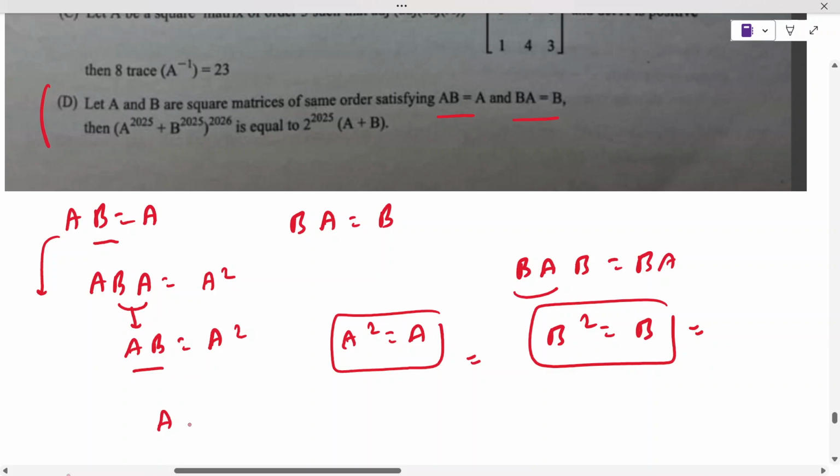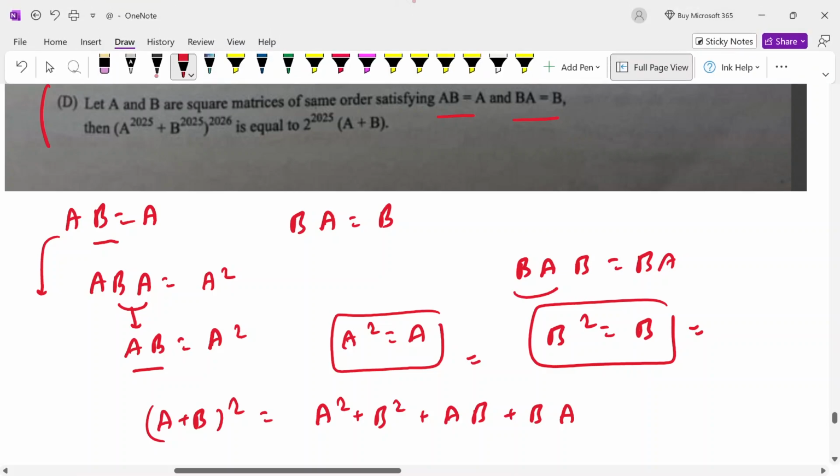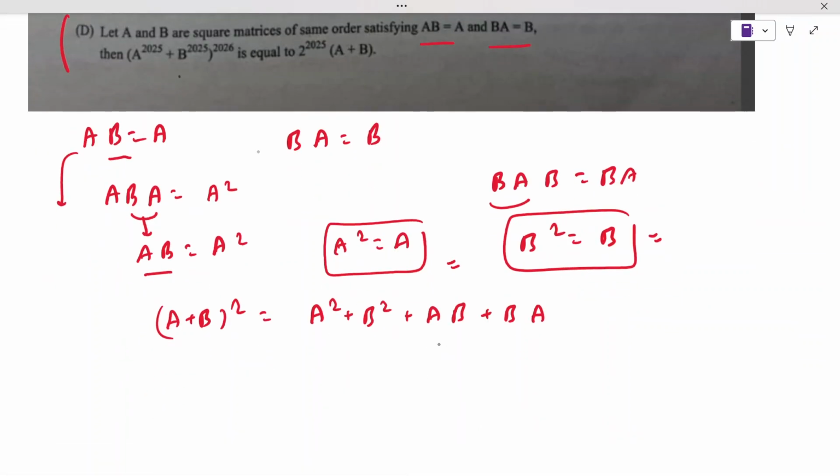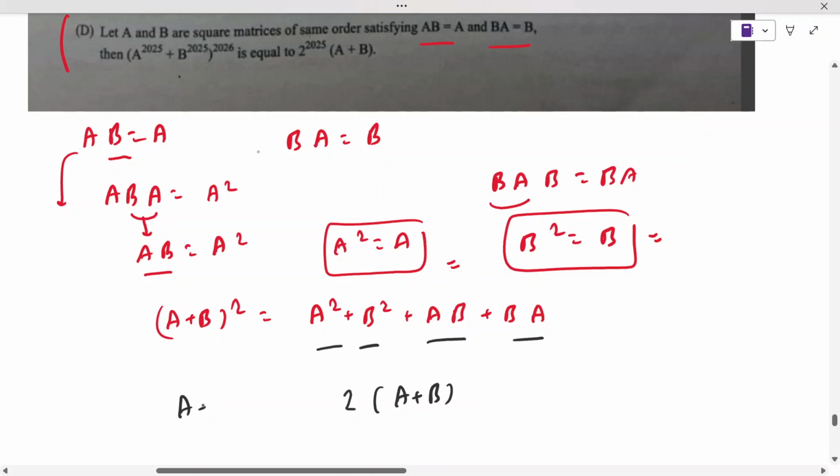Got it now? So (A+B)² will come out to be A² + B² + AB + BA. And AB is A and BA is B. So put the values in: this is A, this is A, this is B, this is B. So A + B + A + B, 2 times (A+B), isn't it? So (A+B)² is coming out to be 2(A+B).